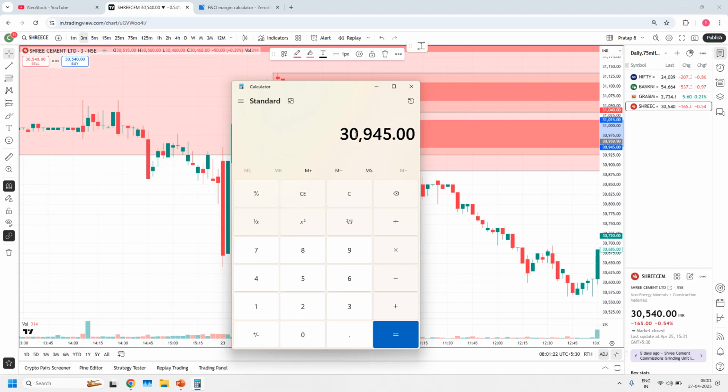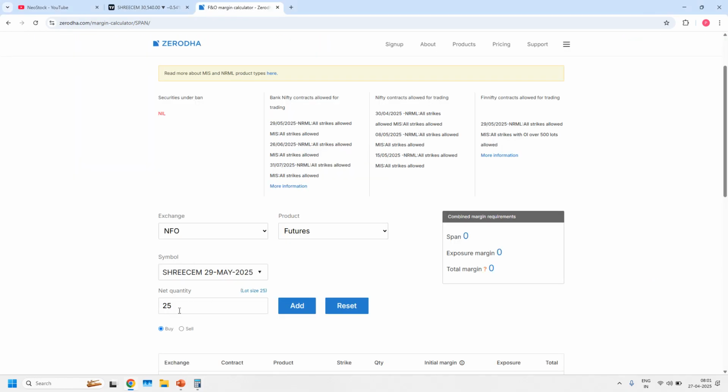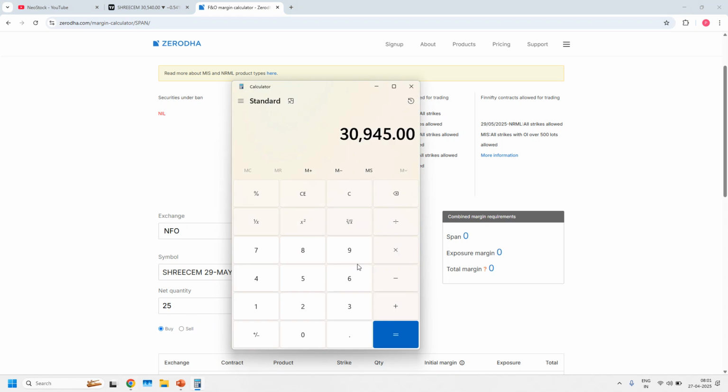If you want to buy one Sriram Cement, you can go for a long or you can go for a short. In this example, short. If you want to short one share of Sriram Cements, you need to invest 30,945. But according to futures, what is the lot size? 25 stocks. Whatever you are seeing in this calculator is the value of a single stock. But can you buy a single stock in futures? No. You have to buy 25 stocks or 50 stocks or 75 stocks. That way you have to buy, either long or short.